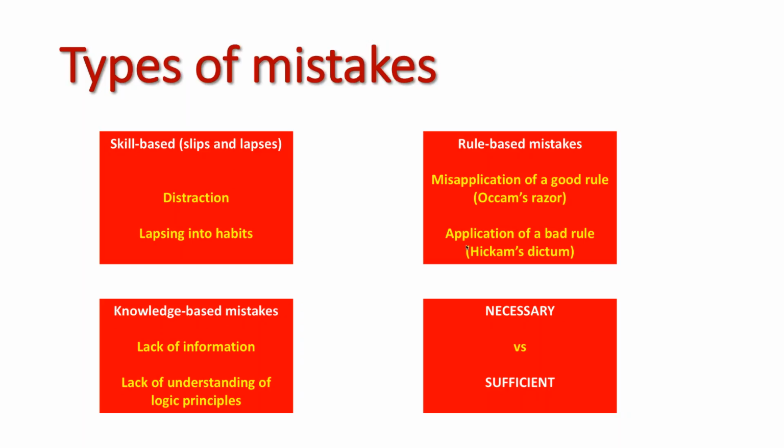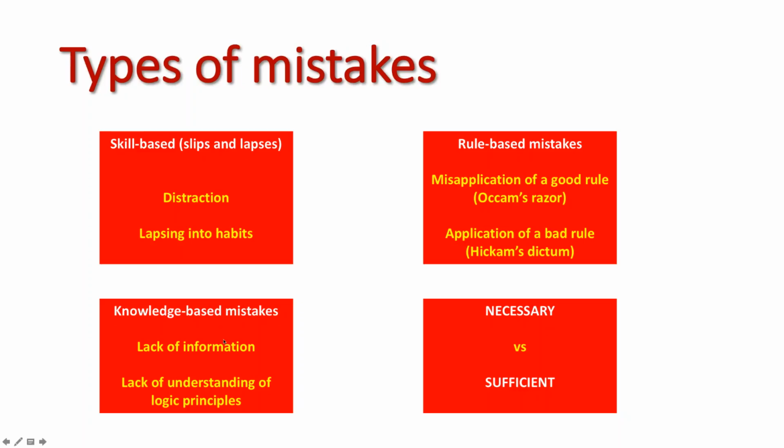Then you have rule-based mistakes, which can be misapplication of a good rule. I'm sure many of you are familiar with these two rules. One is called Occam's razor, in which it is said that we should try to find the simplest explanation for any given cause. So you try to always explain the patient's symptoms by one disease, but sometimes you can misapply it. And there is a bad rule called Hickam's dictum. According to Hickam's dictum, a patient can have as many conditions as he may want. That is a bad rule. If you apply that, you may be making rule-based mistakes.